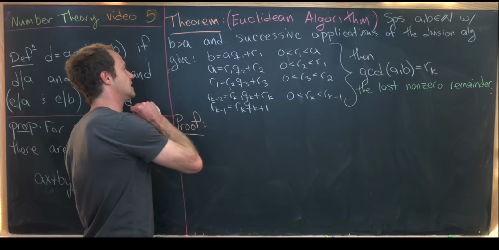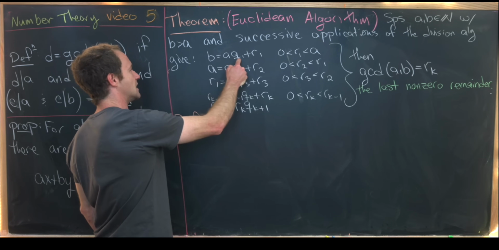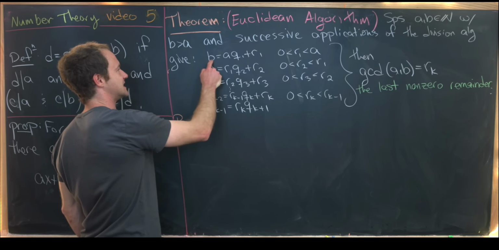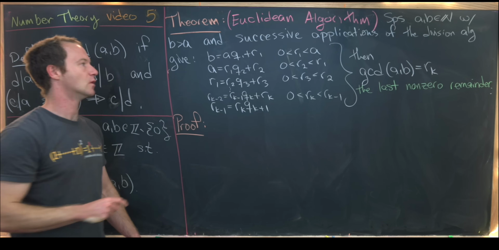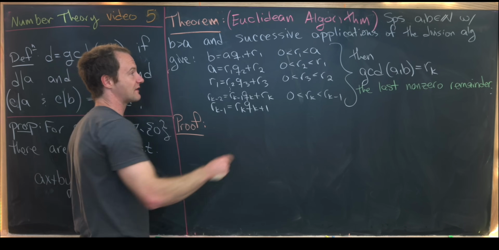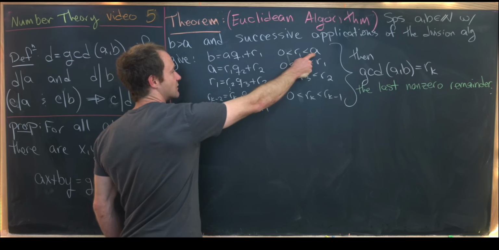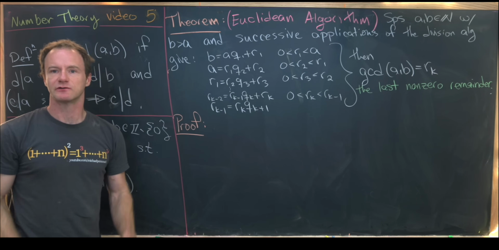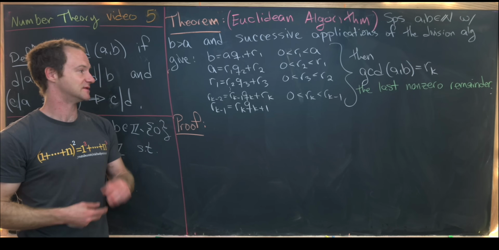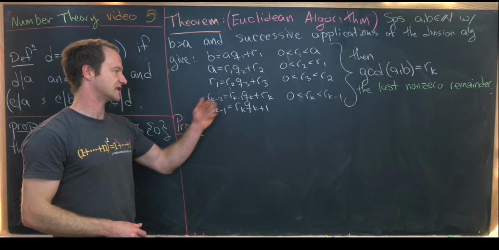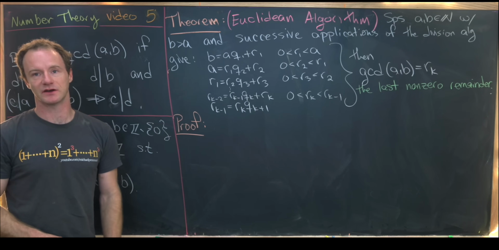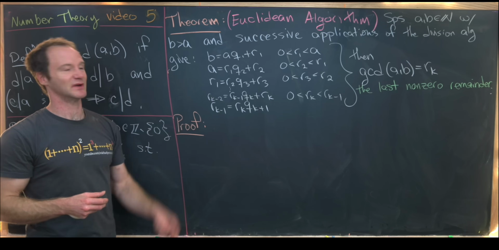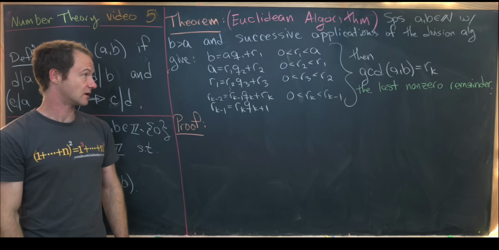So we've started by dividing b by a with quotient and remainder. So let's recall the division algorithm says that b is equal to a times q1 plus r1, where that remainder is between 0 and a. Generally, you allow that remainder to be equal to 0, but here we're going to not allow that to be 0 because we're doing this successively and eventually the remainder is 0. So that means successive applications would stop immediately if the remainder is already 0.